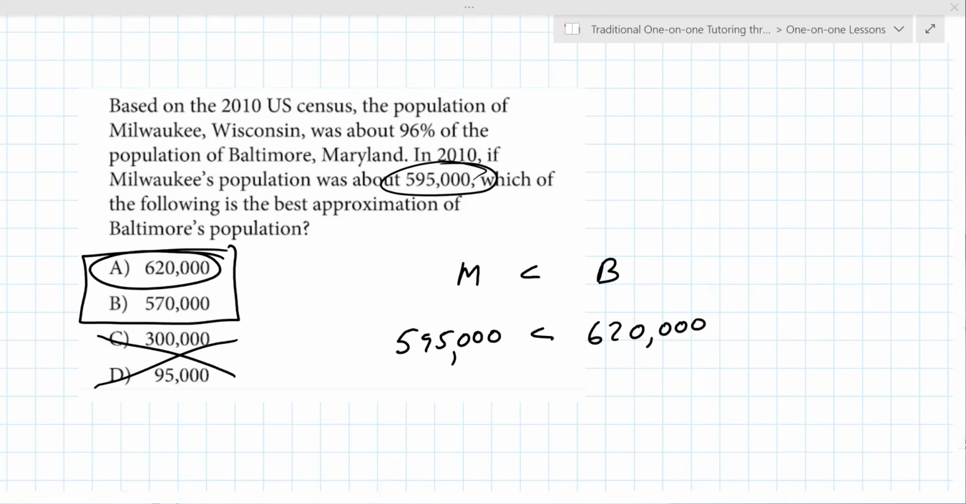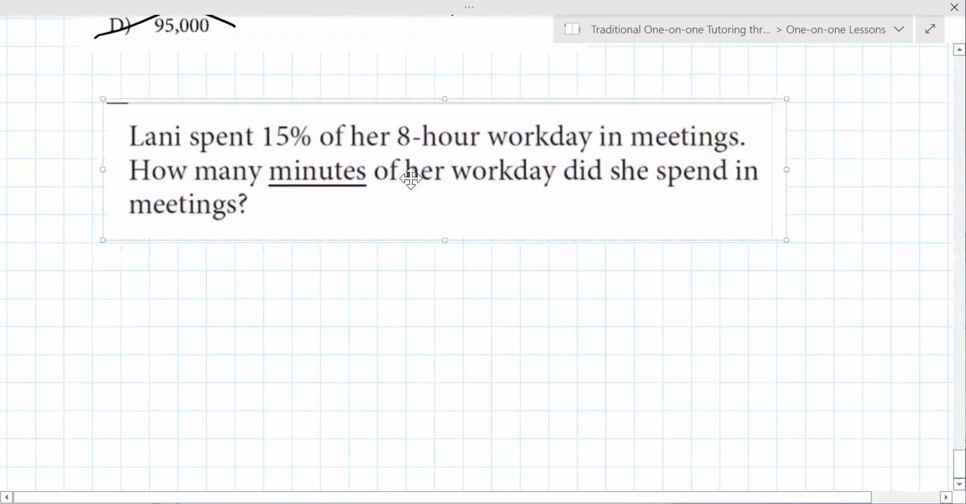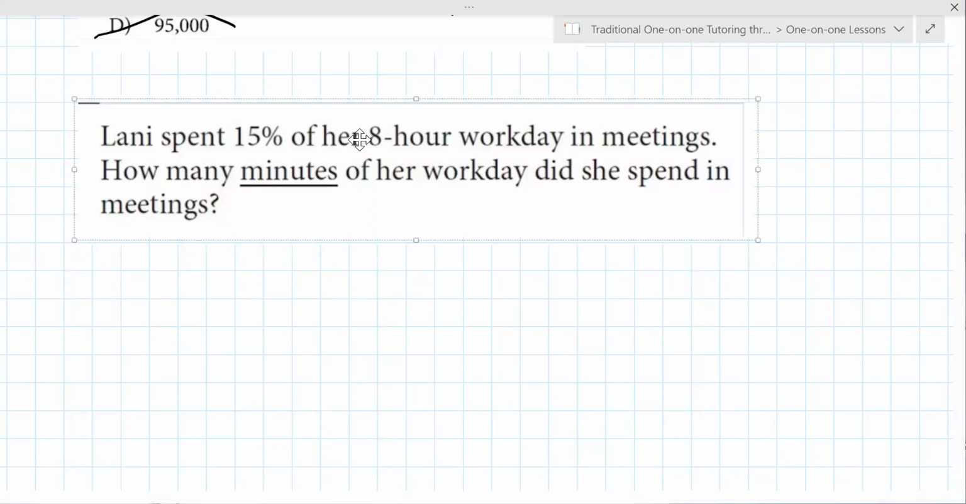All right, let's look at one more here. We'll work on this one together. Lainey spent 15% of her 8-hour workday in meetings. How many minutes of her workday did she spend in meetings?